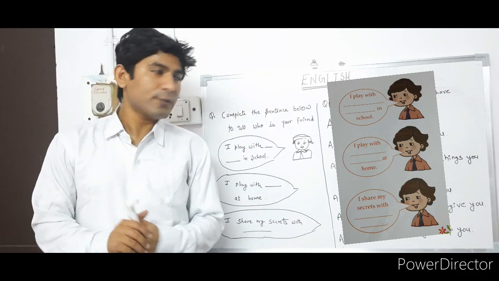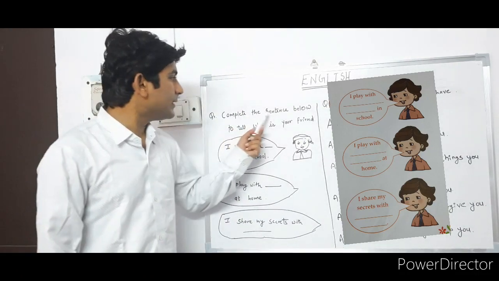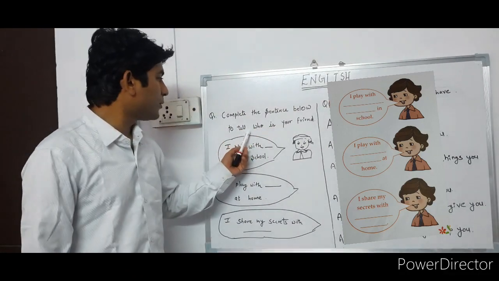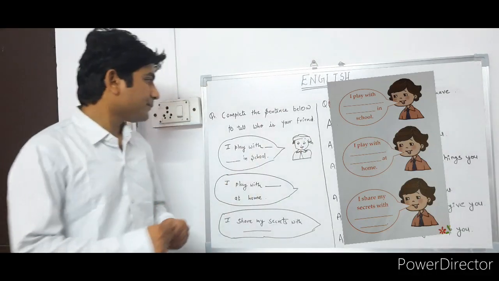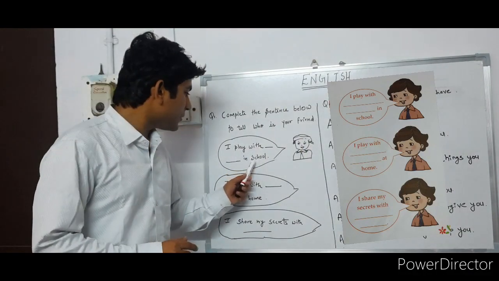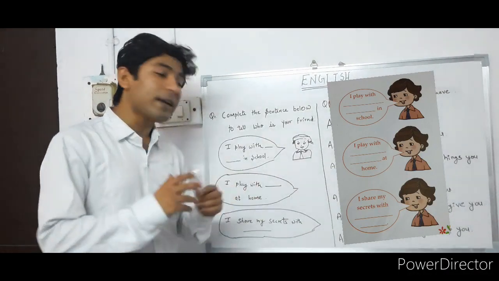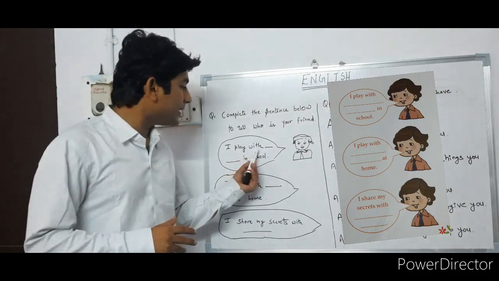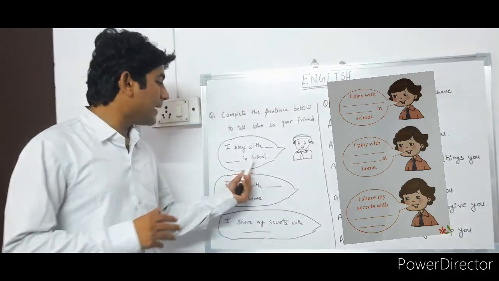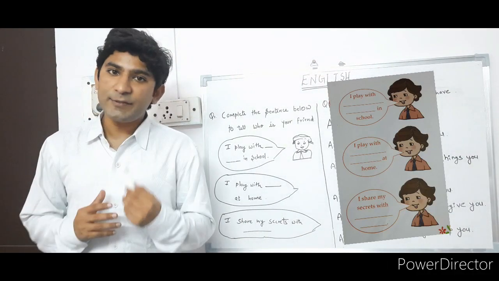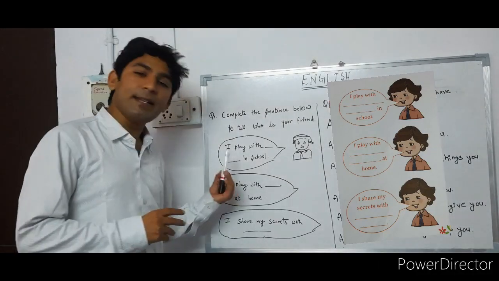So let's start with question number one. Complete the sentence below to tell who is your friend. I play with Dash in school. So what does it mean? Main kiske saath main yahan par school mein khelta hoon. So we'll have to just write the name of that friend with whom we play in school. हम स्कूल में जिस फ्रेंड के साथ में खेलते हैं, we'll have to write the name.